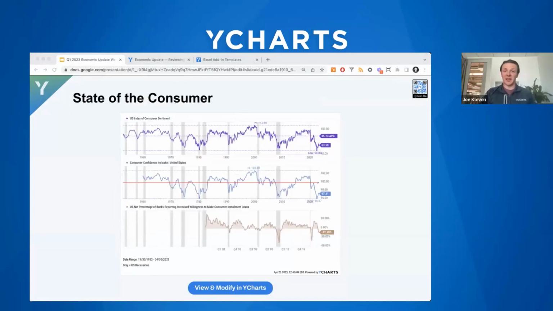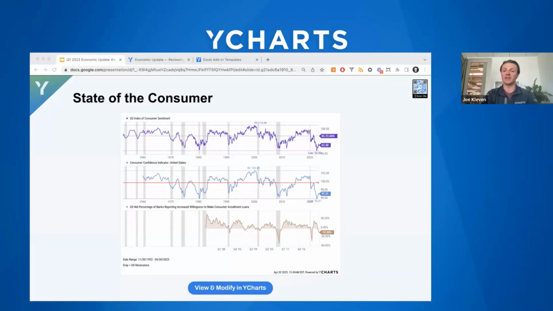And with gas kind of piggybacking off of that, looking at the state of the consumer these days, both the U.S. Consumer Sentiment Index and the Consumer Confidence Indicator rose slightly actually in Q1. However, consumer sentiment remains well below its 85.7 average, and the Consumer Confidence Indicator is 2.7 percentage points below 100, indicating weakened consumer confidence, if that number is below 100, which it is.